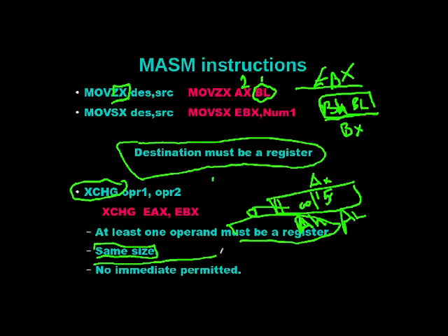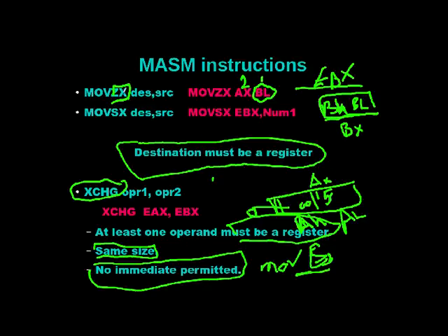I can't have an immediate value as an operand. Why? Because at the end I'm going to have a move, and the constant or the immediate, let's say 5, is going to be the destination. And remember, I can't have that as a destination. Immediate is a constant value, 5, 10, 20, 100. I can't have it as a destination.